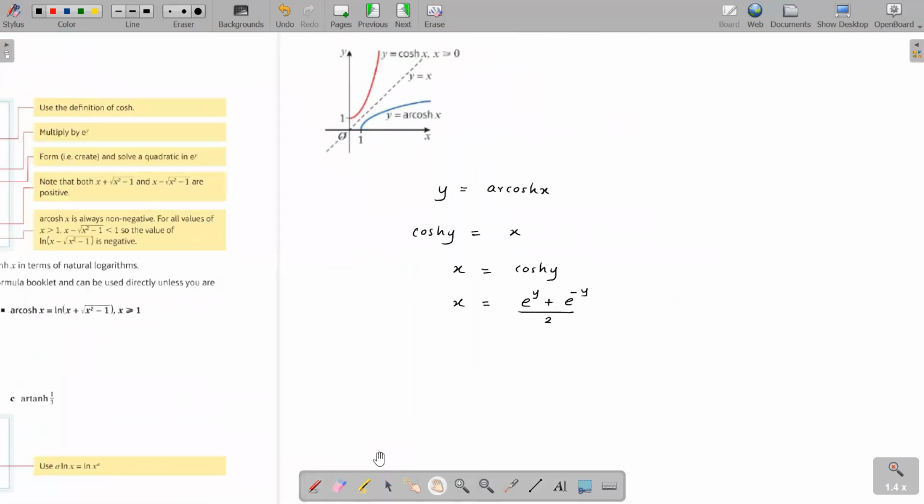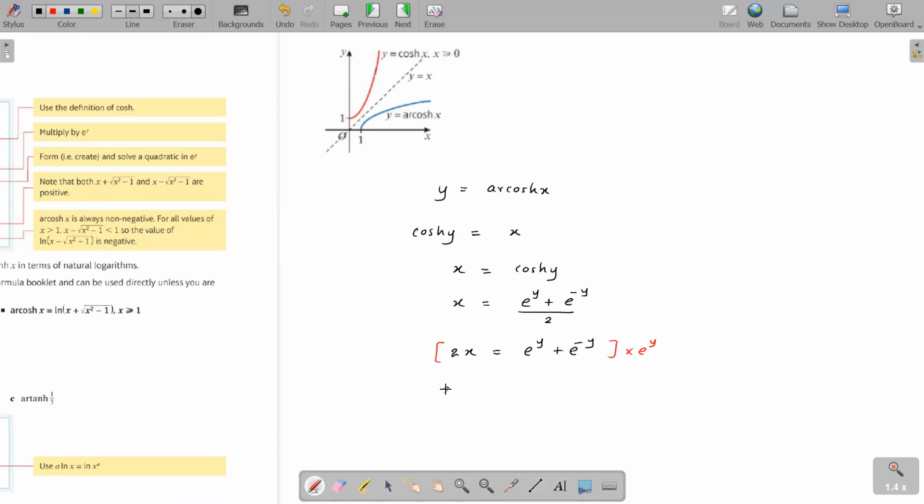So now repeat the process again. You're going to create a quadratic equation. So you get here 2x equals e to the power y plus e to the power minus y. And then to create the quadratic equation, you multiply the entire equation by e to the power y.